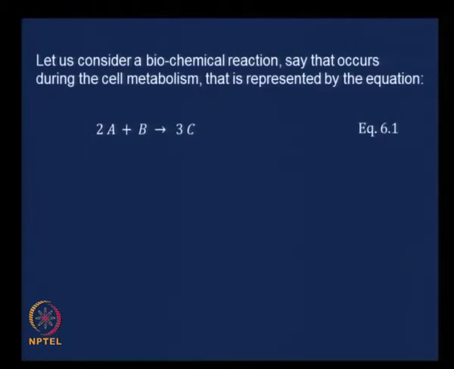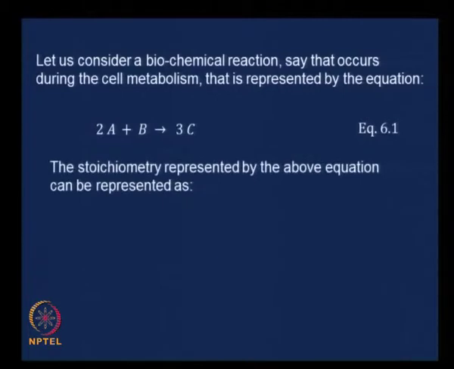Let us call that equation 6(1). The stoichiometry represented by the above equation can be written as 0 equals 3C minus 2A minus 1B. I have deliberately written it like this. I have taken the product coefficient 3 to be positive, minus 2A minus 1B equals 0.